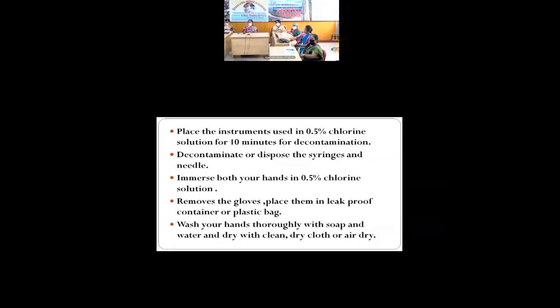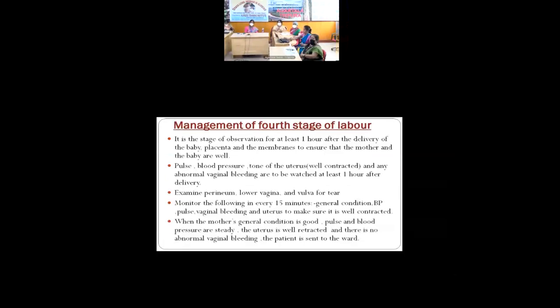Now the last slide is what to do after the delivery. Place the instruments used in delivery in 0.5% chlorine solution for 10 minutes for decontamination. Very important aspect: decontaminate or dispose of the syringe and needle. Immerse both your hands in 0.5% chlorine solution. Remove the gloves and place them in a leak-proof container or plastic bag. Wash your hands thoroughly with soap and water. Clean, dry with clothes or air dry.